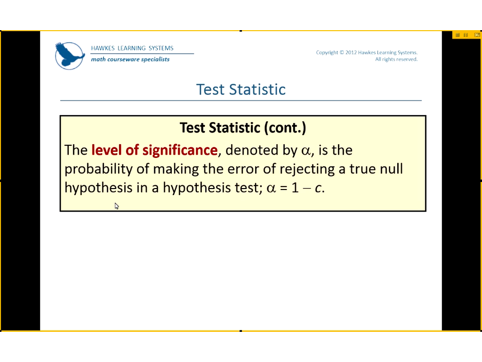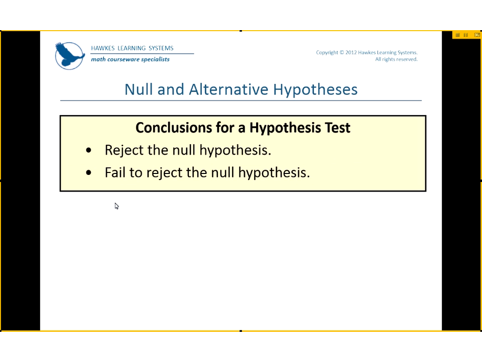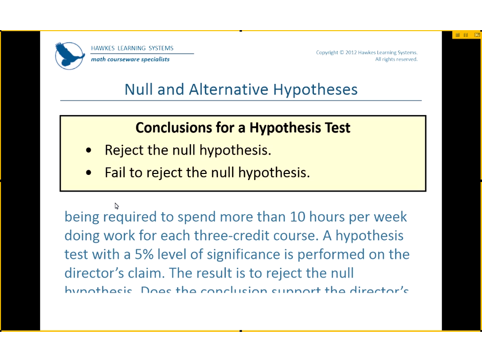So the level of significance is denoted by the little alpha, and it is the probability of making the error of rejecting a true null hypothesis in a hypothesis test. So alpha equals 1 minus C. So let's talk about that again. It's the probability of making an error of rejecting a true null hypothesis. Okay? There's only two ways to conclude a hypothesis test. You can reject your null or fail to reject your null.